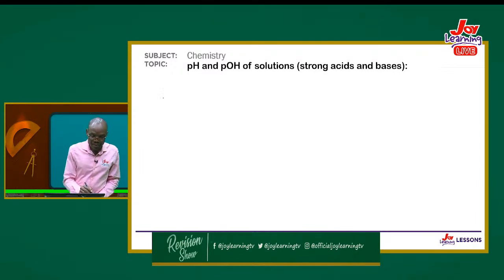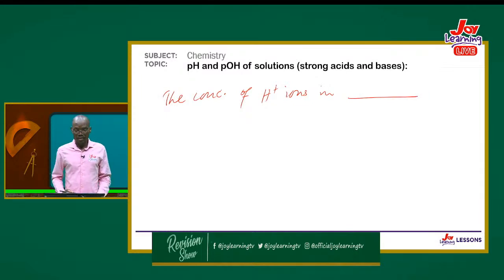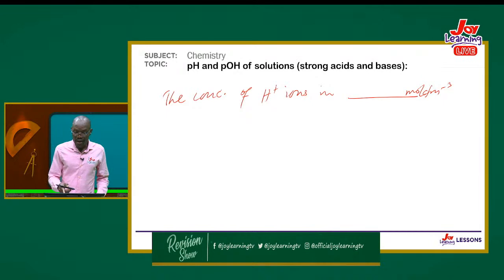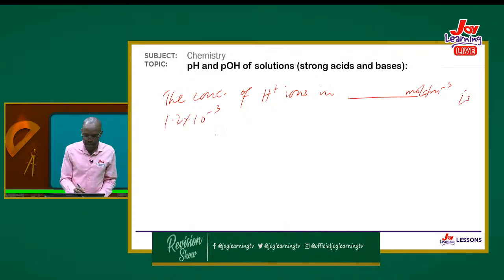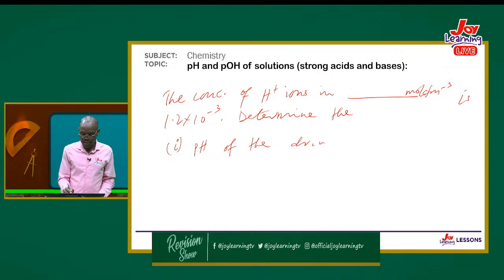So the concentration of H plus ions in your favorite drink, so you put your favorite drink there, in mole per dm cubed, is 1.2 times 10 power negative 3. Determine the (i) pH of the drink, so put the name there, and (ii) pOH of the drink.